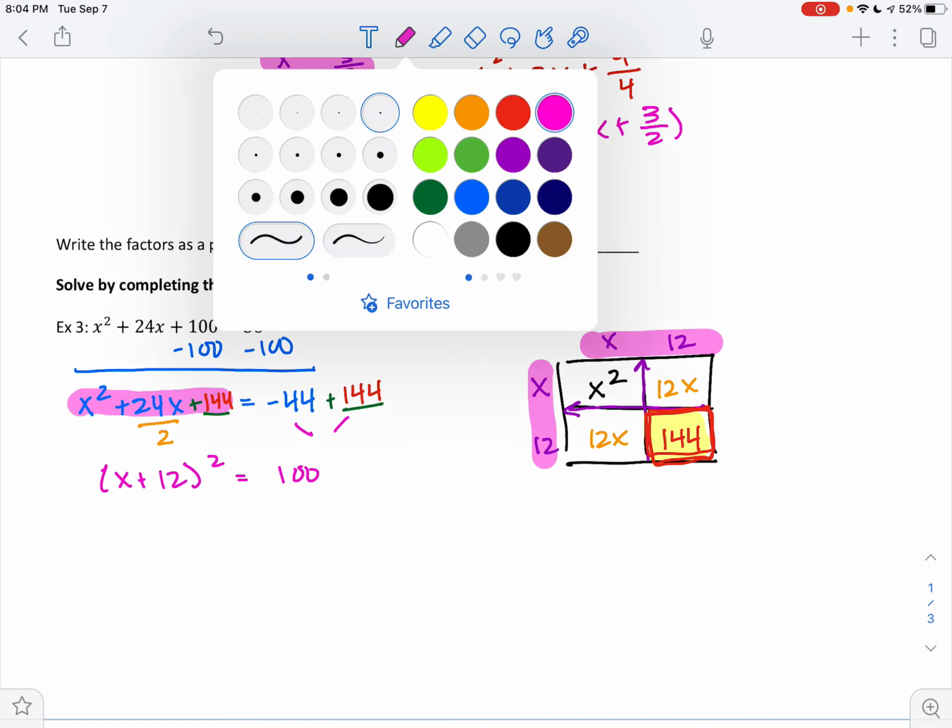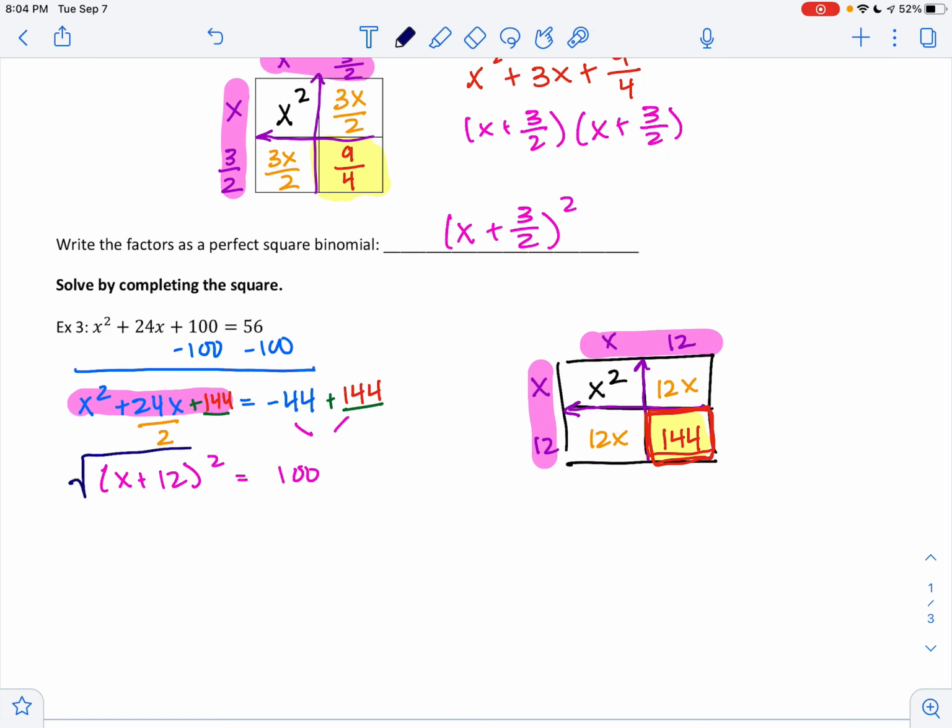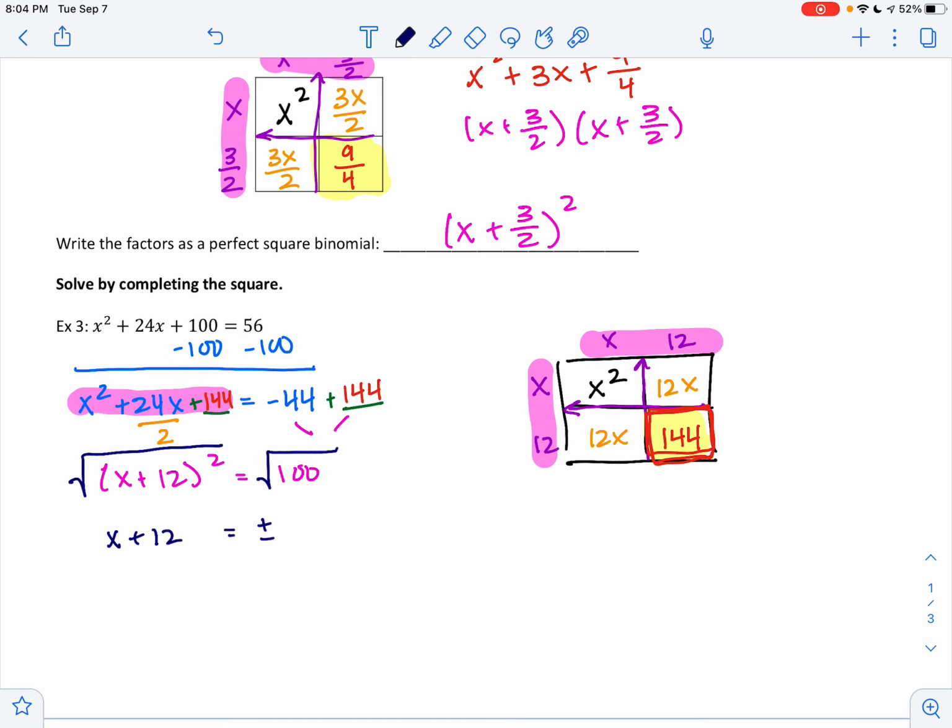Now I have an equation that I can solve. To undo a square, I'm going to take the square root. The square root undoes the square and leaves me with x plus 12. Whenever we take the square root of a number, it's always plus or minus. The square root of 100 is 10.